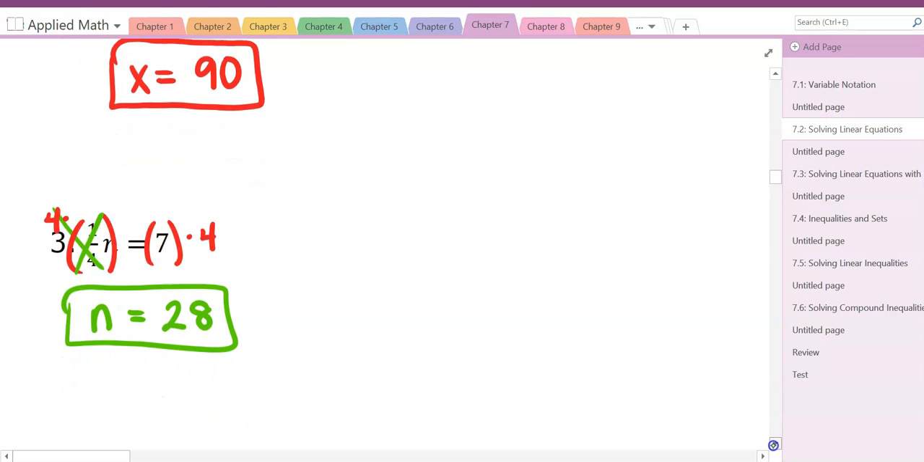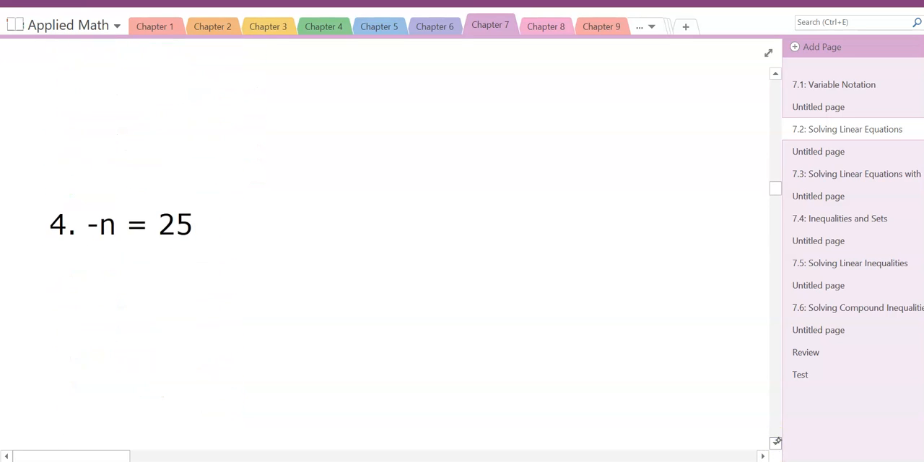Now, number 4, the only thing that's wrong with this one is you've got a negative sitting in front of the letter. We always like our letters to be positive, okay? We don't want things to be negative. So what we're going to do is get rid of it, and I'm just going to divide both sides by -1, because that's going to make n become positive. It just switches the sign.